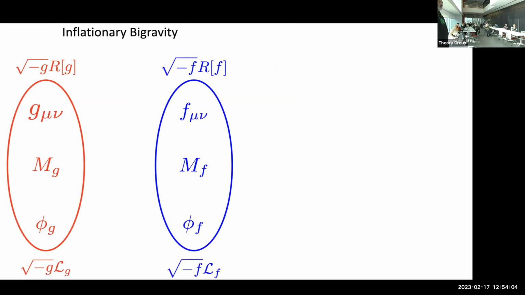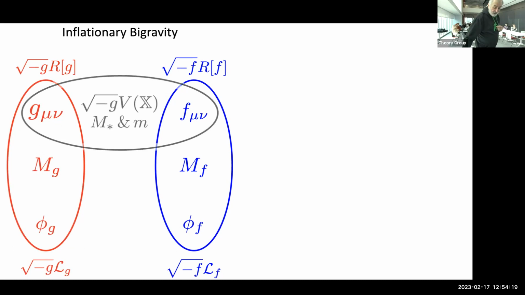All right, so we start in inflationary bigravity with a G sector as a metric, an effective Planck mass for the G sector, and a scalar field on G, and the same thing for the F sector. And there is the dRGT potential that connects them.